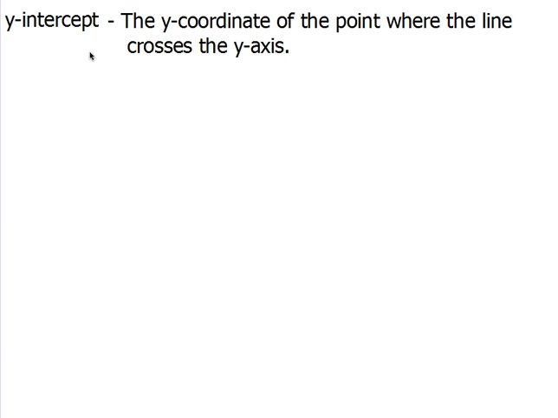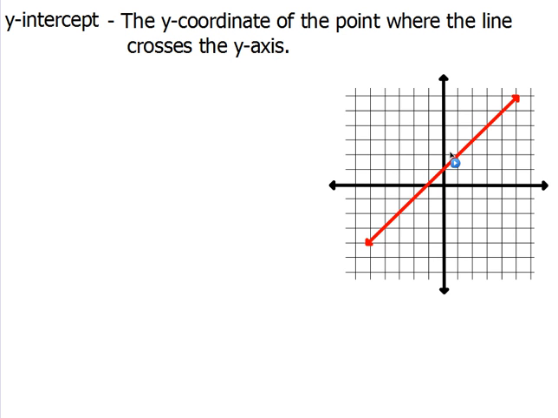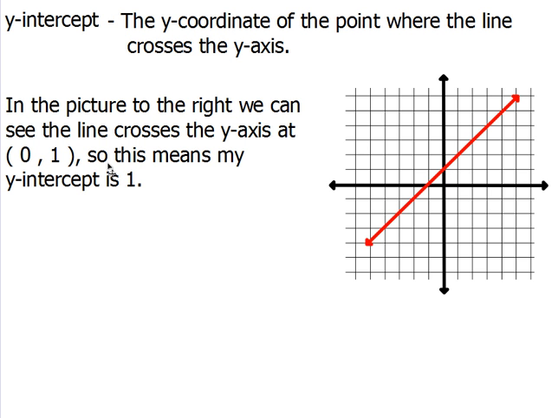Alright, now the y-intercept is just the same as x, but we're using the y-axis now. So it's just where the line passes through the y-axis, whatever the y-coordinate is. If we have our same graph here, we notice that the line crosses the y-axis at +1. In the picture to the right, we can see the line crosses the y-axis at (0, 1). So this means our y-intercept is 1.